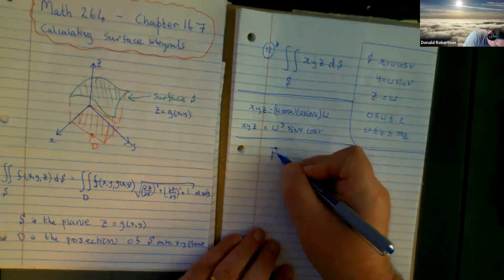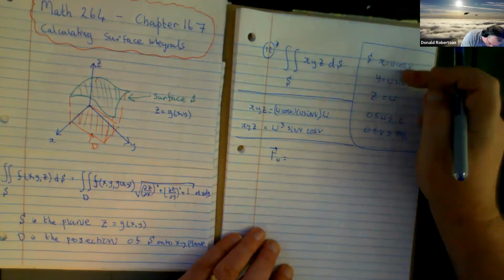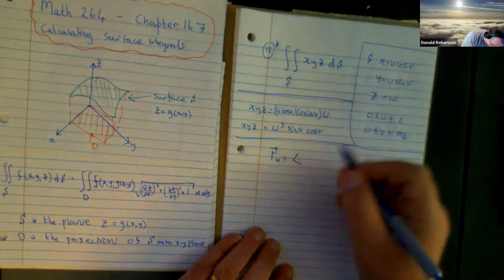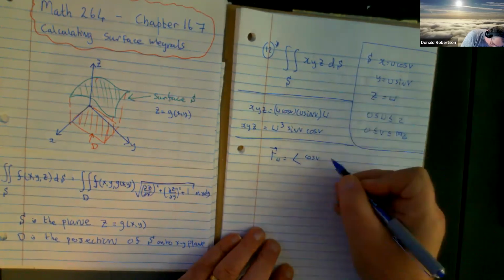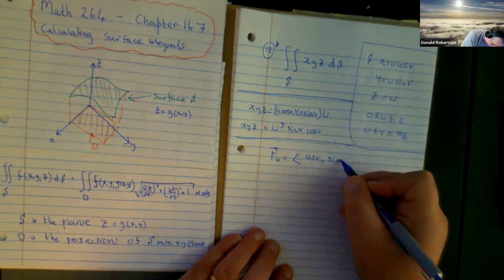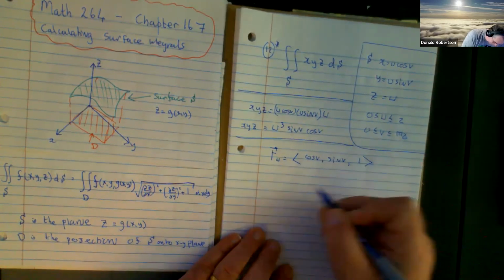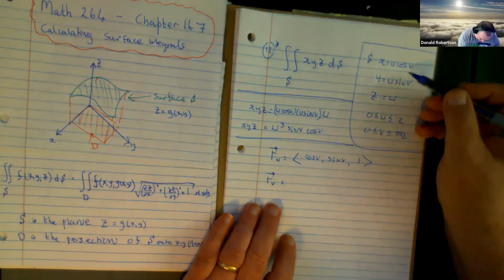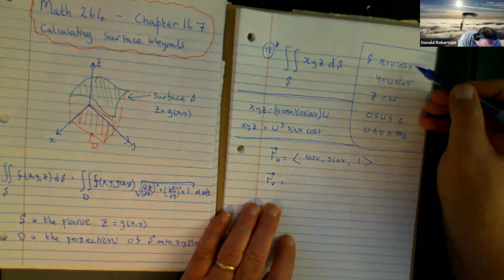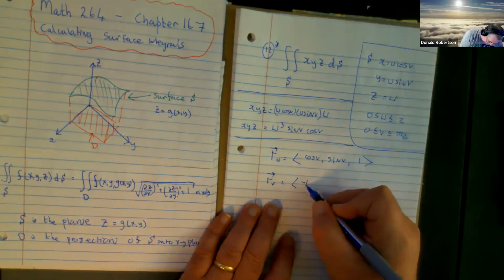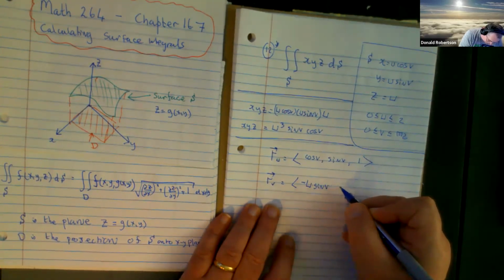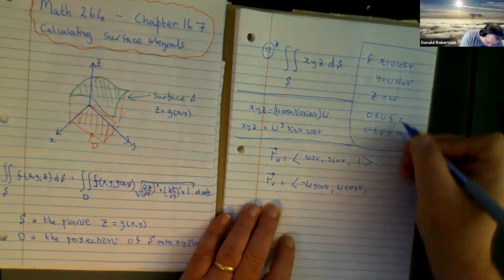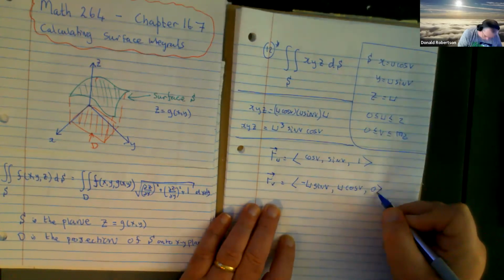Now, r_u basically means differentiate these guys, x, y, and z, with u as your variable. So that's going to be cosine of v, that's going to be a sine of v, and that's going to be 1. You do this guy with respect to v now. If you differentiate this with respect to v, you get negative u sine v. If you differentiate this, you get positive u cosine v. If you differentiate this, you will get 0.